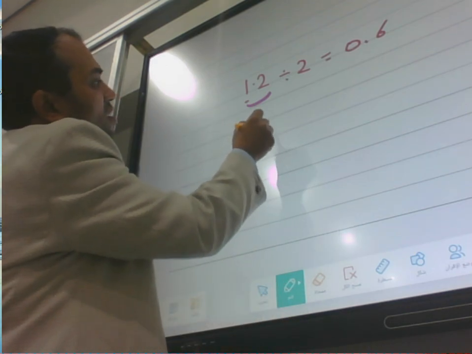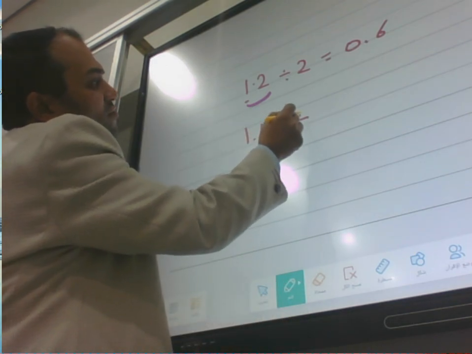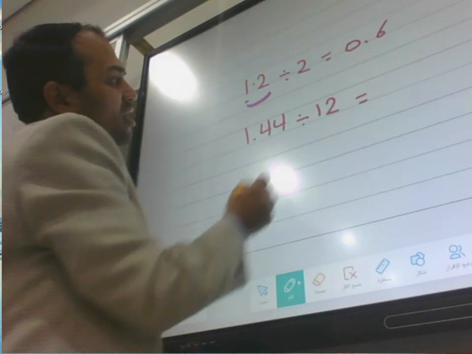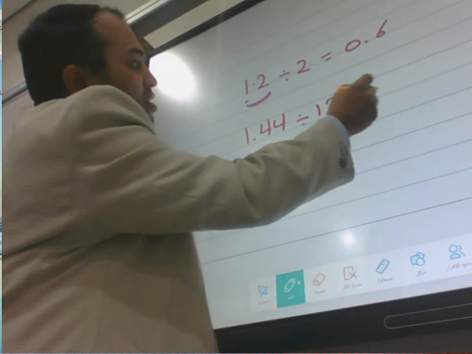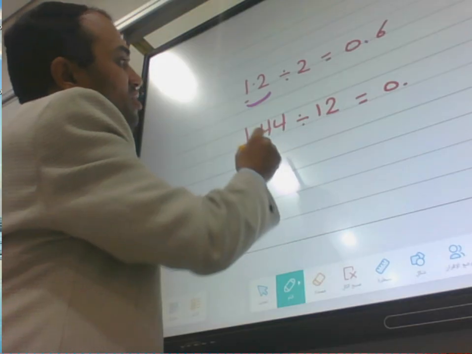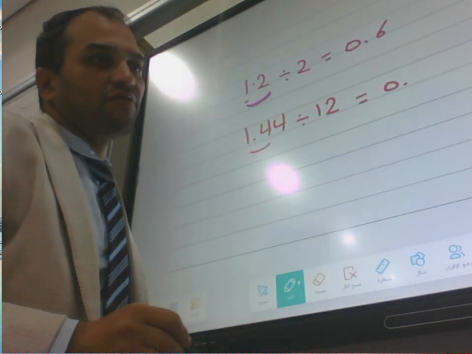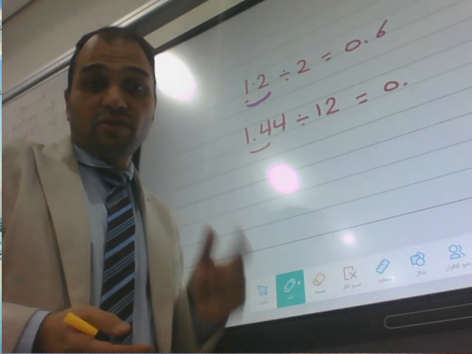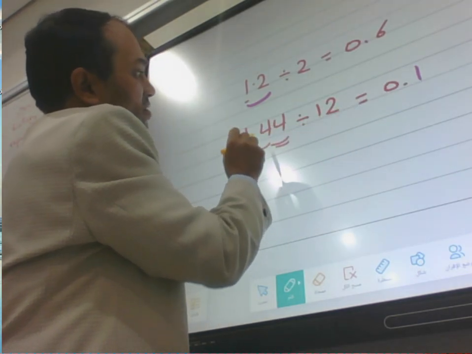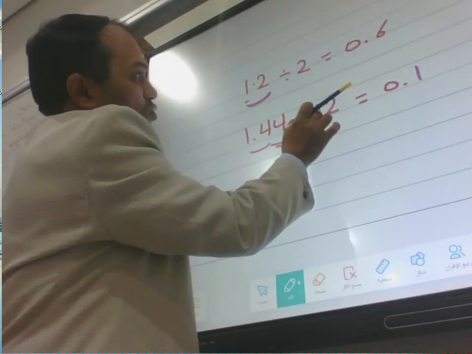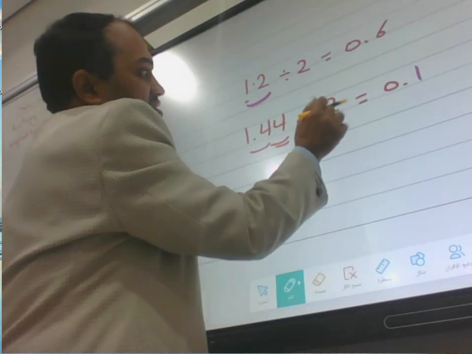And what about this example here? What about 1.44 divided by 12? Look at here, 1 divided by 12 we can't do. So you must put 0 here and put the point. And then 14 divided by 12. 14 divided by 12 equals 1, and the remainder what? The remainder 2.